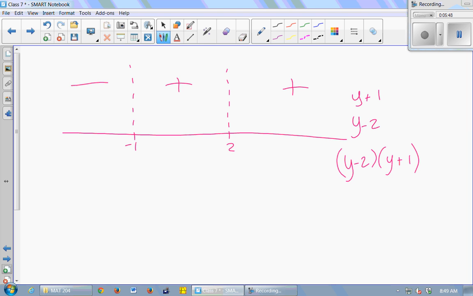All right, so now I'm going to look at my factor of y minus 2. If I plug in a number less than negative 1 into y minus 2, do I get a positive or a negative? Negative. Pick a number from negative 1 to 2, plug it into y minus 2. Positive or negative? Negative. And bigger than 2? Positive. Then multiply these two things together. Negative times a negative is positive. Positive times a negative is negative. Positive times positive is positive. And this thing, remember, this is dy/dt.